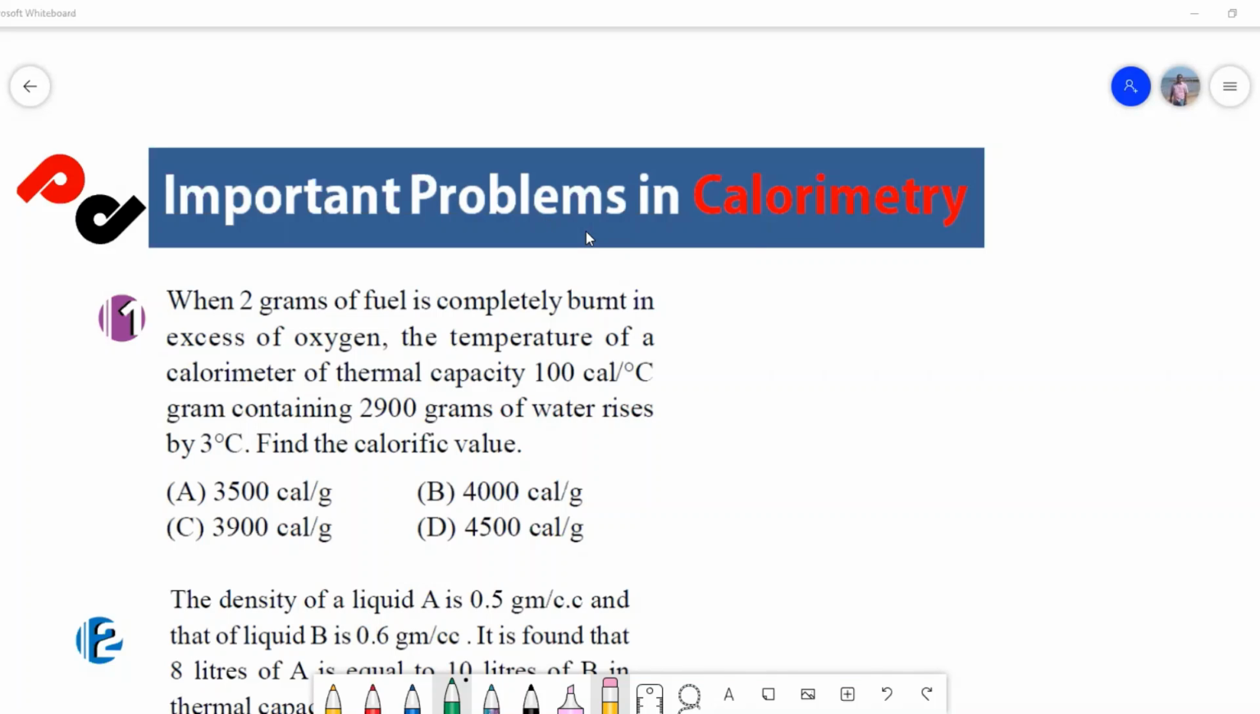In this video, let us see some important problems in calorimetry. I hope you all have enjoyed my previous videos on expansion of liquids and solids. So, let us discuss some important models which are very useful for preparing for your JEE Mains exam or for NEET exam. Let me explain some of the important models in calorimetry.